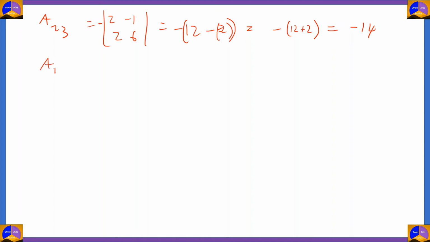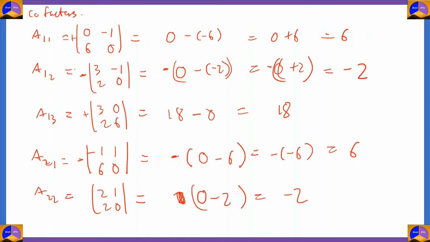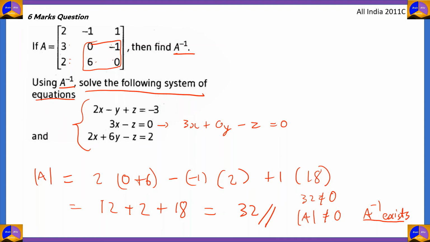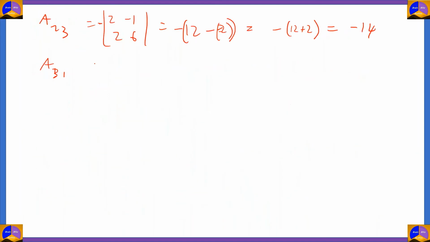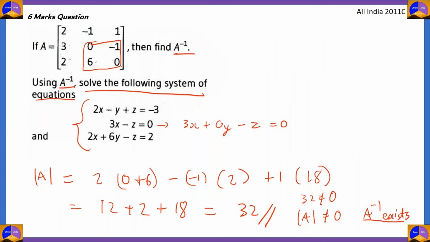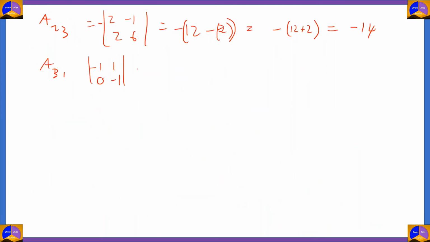Now let's take the third row, A31. Go back to our matrix. So third row, first column, minus 1, 1, 0, minus 1. Minus 1, 1, 0, minus 1. So determinant of that, minus 1 into minus 1 is 1. Minus 0, that is equal to 1.